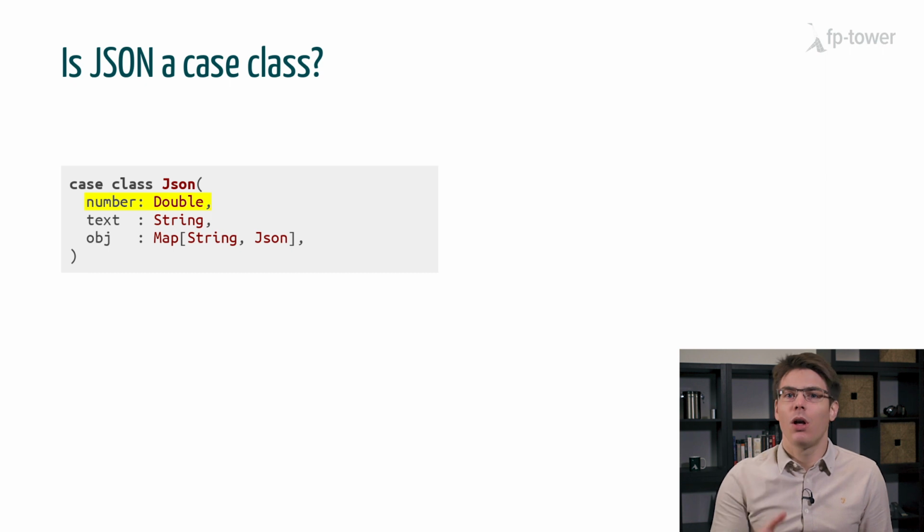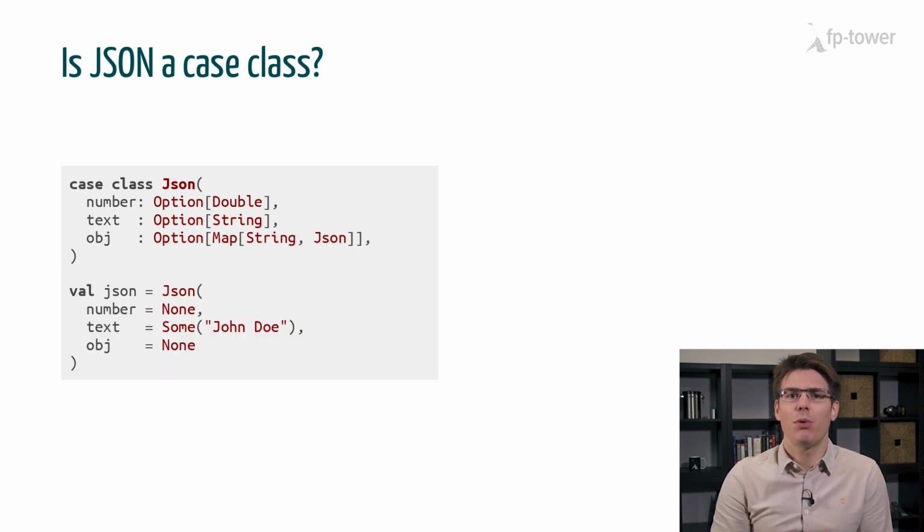So the question is, how do we represent a JSON document in Scala? Could we say it's a case class with 3 fields, a double, a string, and a map of string to JSON? Not really, because a JSON is either a double, a string, or a map, but it cannot be those 3 things at the same time, can it? Then what if we wrap every field in an Option? Then we could define a JSON string by setting the text field with a Some("John Doe"), and the number and object fields with None. Yeah, that would work.